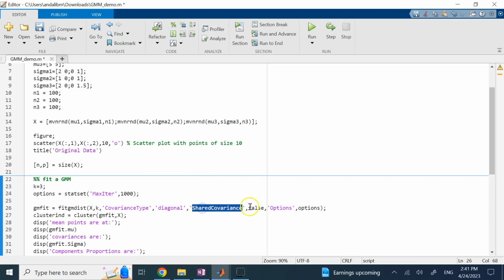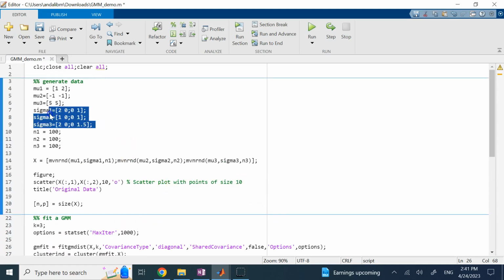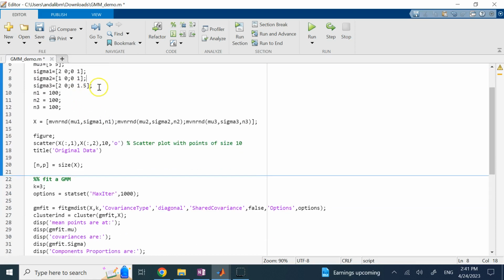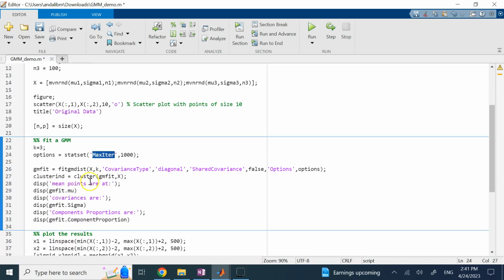Then shared covariance, is this true or false? If it's true, it means some of these data have the same covariance matrices. In my case, they are not sharing the same covariance matrix, so the answer is false. And then I can have, as I said, 1,000 maximum iterations. So first thing I do, I basically fit my GMM model to my data with the number of clusters.